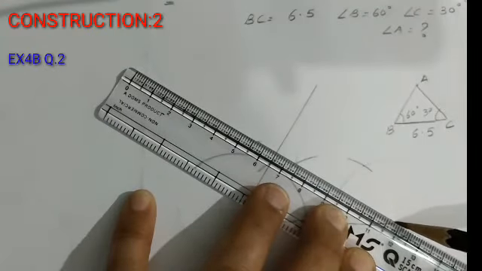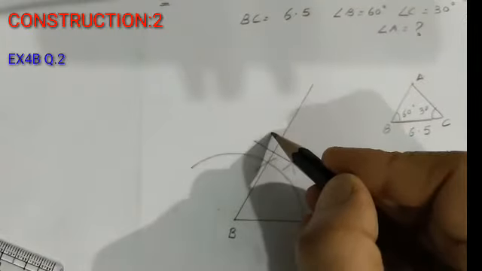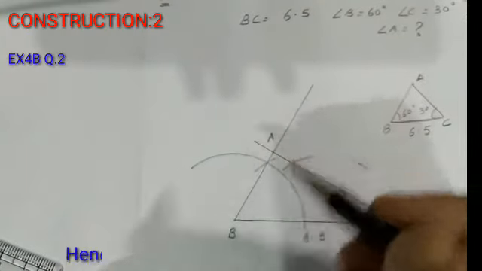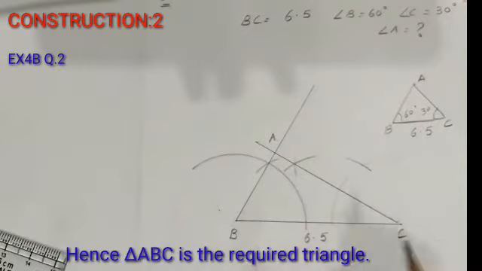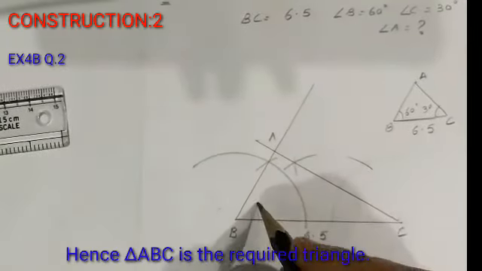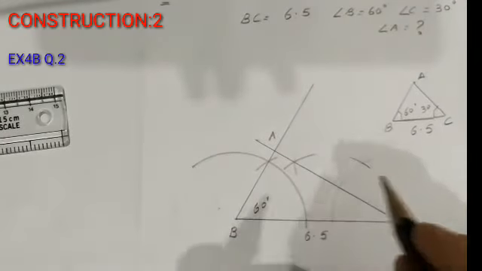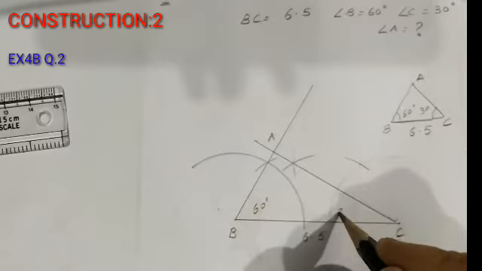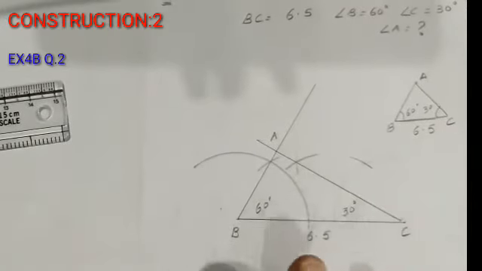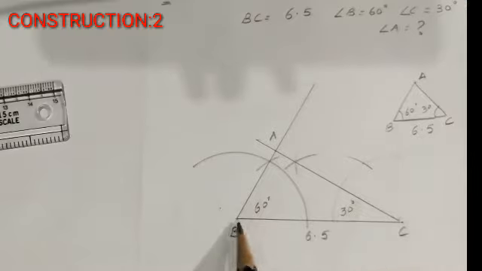And where the two lines meet, that point is A, vertex A. Hence, ABC is the required triangle in which angle B is 60 degrees, BC equals 6.5 centimeter, angle C equals 30 degrees. So this is construction 2, in which you are given two angles and included side.